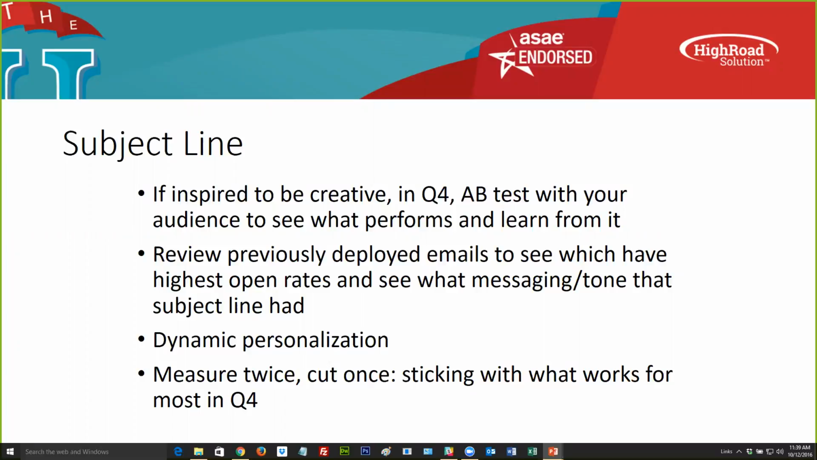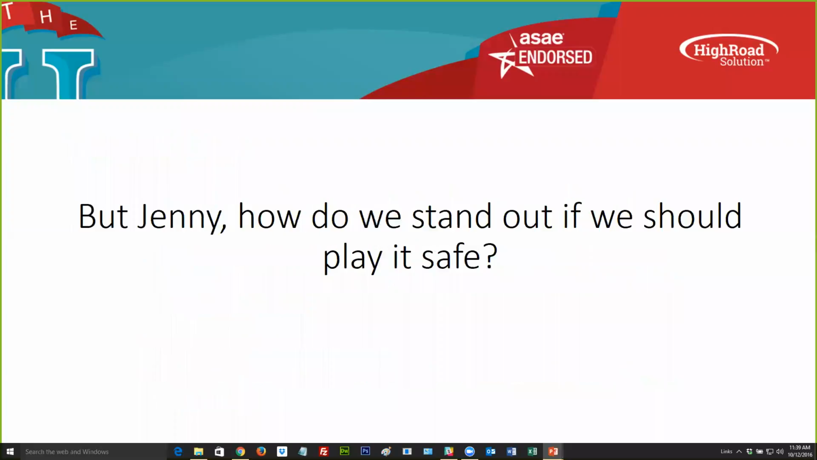Measure twice, cut once. Sticking with what works most in Q4. So it's not a time, again, to experiment. If you're going to experiment, use A/B testing, but not a 50-50 split. Do 10%, 10%, and then send the winning version to 80% of your list. You don't want to do 50-50, because if 50% didn't work, then you're up a creek without a paddle.